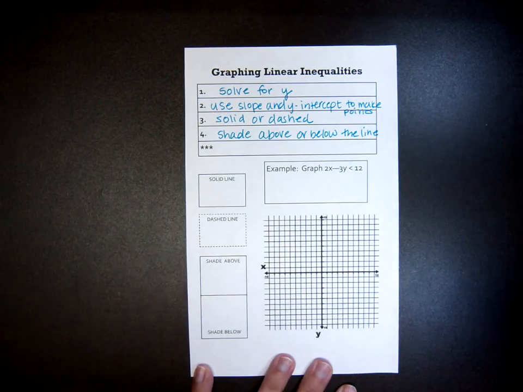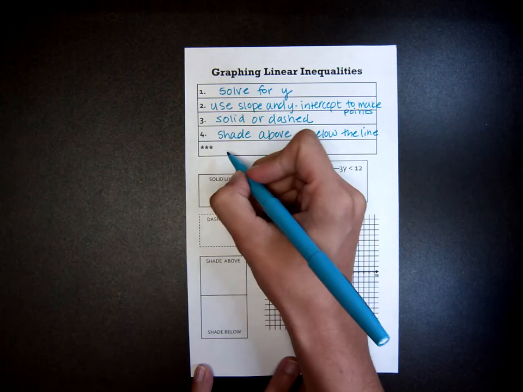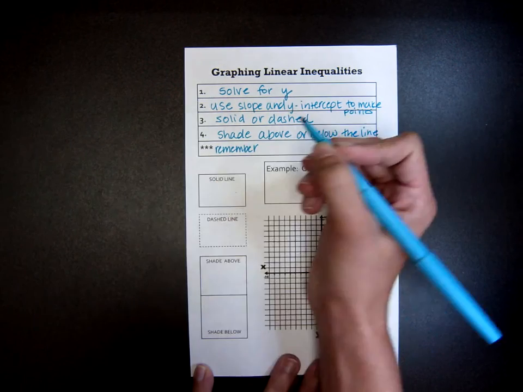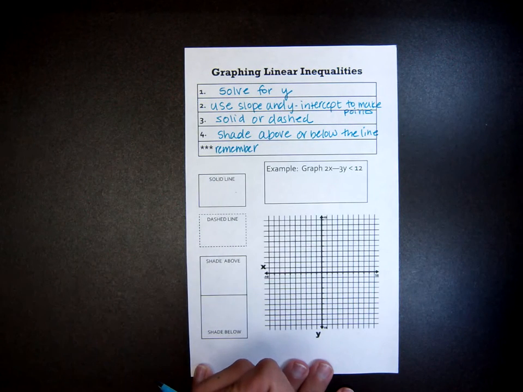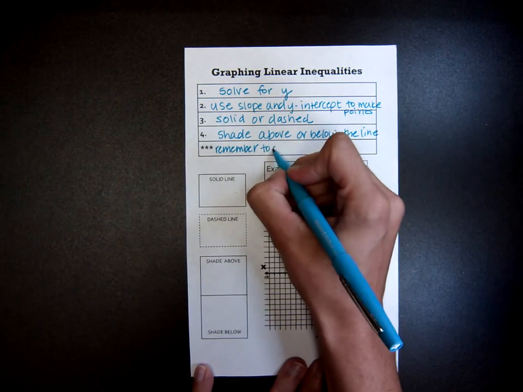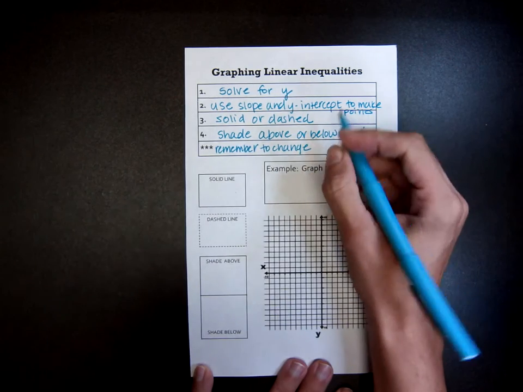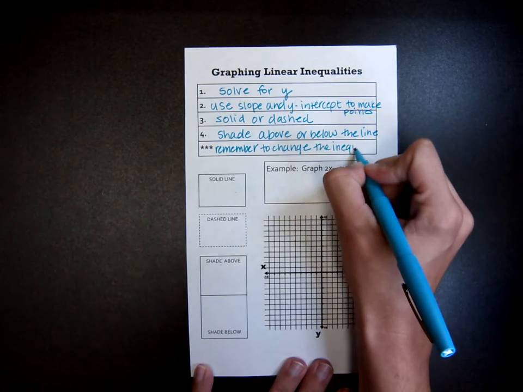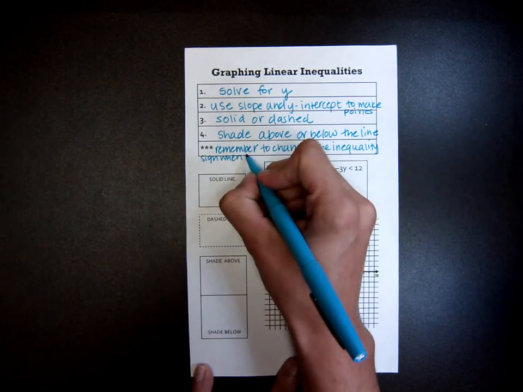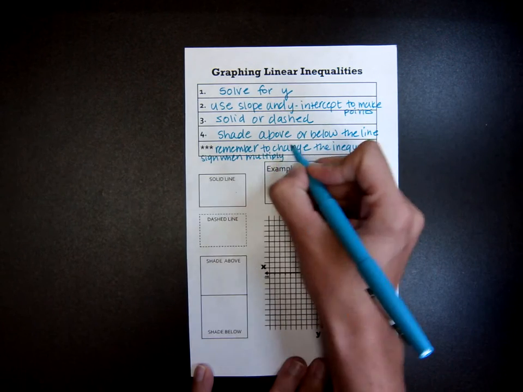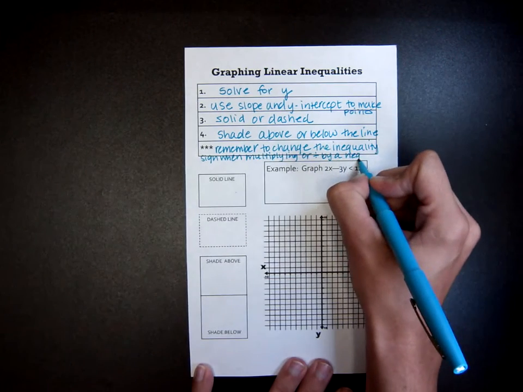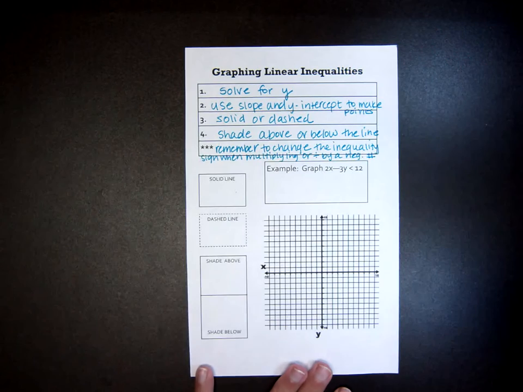Remember, just a little note, we can write it here in the stars, just a reminder, remember that when you multiply or divide by a negative number, your inequality sign changes. So remember to change the inequality sign when multiplying or dividing by a negative number. So that's just important to note.